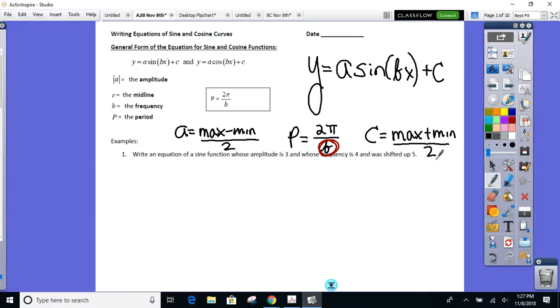Just a little reminder here. C value, I've been calling the shift, which it is. You may see it also referred to as the midline, the line that cuts the max and min in half. It's called the midline, but it's also the shift. The other thing I need to go over that's pretty important for today: I know period is 2 pi divided by B, but anybody remember the definition of period? How long for one cycle?